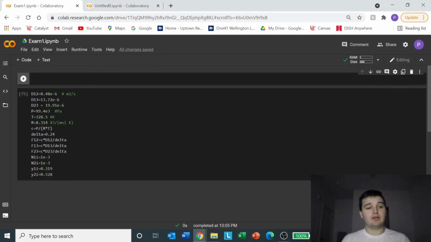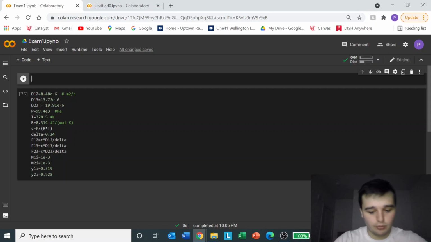Okay, so now that we know our estimation for the order of magnitude of the molar fluxes of methanol and acetone to be 10 to the negative third from part 1, we can now use Python and Google Colaboratory to help us solve example 1-17.